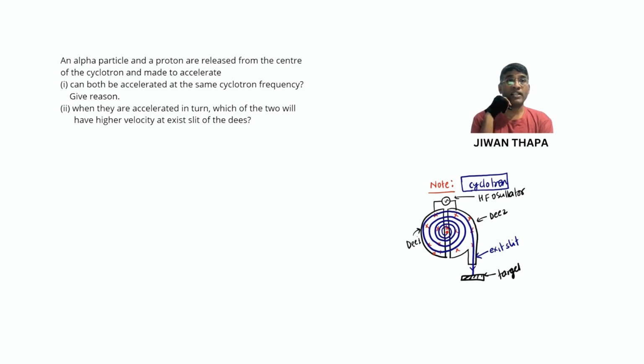An alpha particle and a proton are released from the center of the cyclotron and made to accelerate. 1. Can both be accelerated at the same cyclotron frequency? Give reason. 2. When they are accelerated in turn, which of the two will have higher velocity at the exit slit of the dees? So we have a basic diagram for a cyclotron.